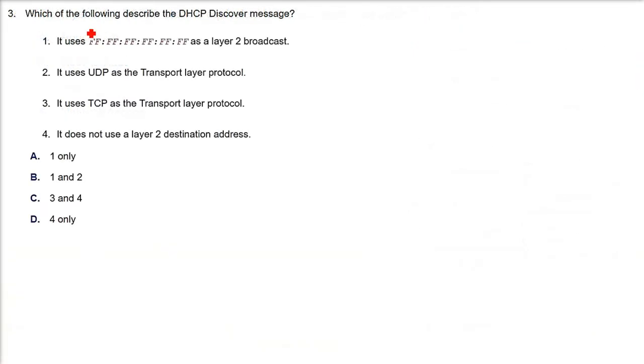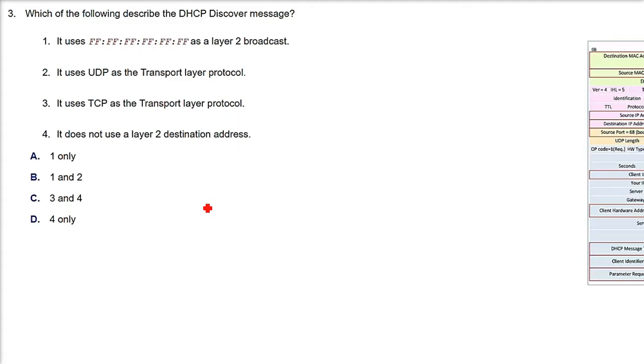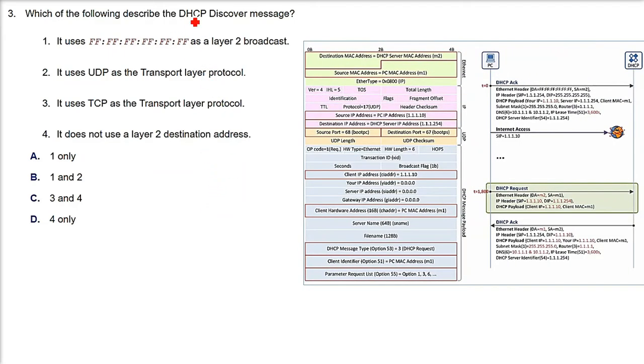Which of the following describe the DHCP discover message? We'll just talk about DHCP, but let us understand this question first. So we are talking about which of these describe the DHCP discover message. You are taking the dynamic IP address from the network. So that is how DHCP works.